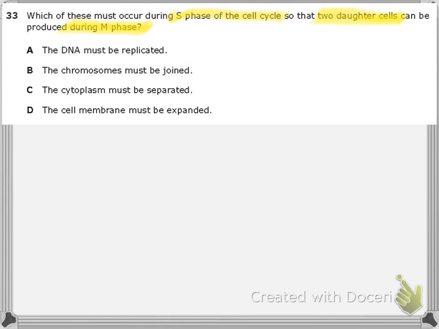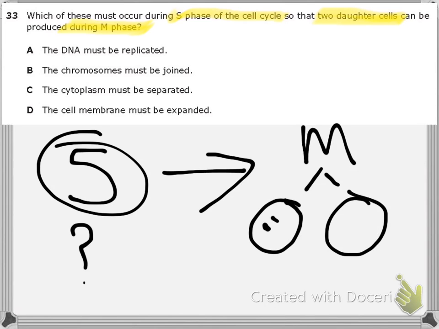So, let's be awesome and do what awesome people do. Let's highlight. I went ahead and highlighted S phase of the cell cycle, two daughter cells, and M phase. So, let's talk about the phases first off. It's asking us about what happens during the S phase, and then it's telling us that, during the M phase, two daughter cells are made. So they're essentially saying what has to happen in the S phase so these daughter cells can be made in the M phase.